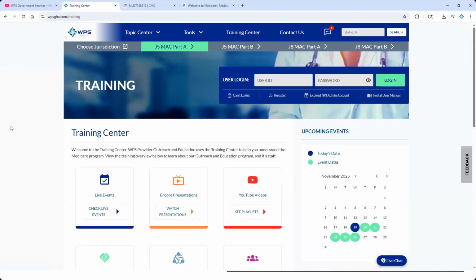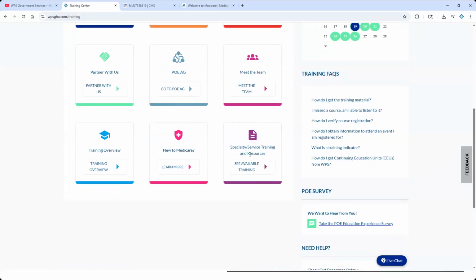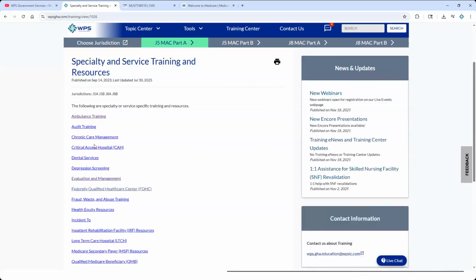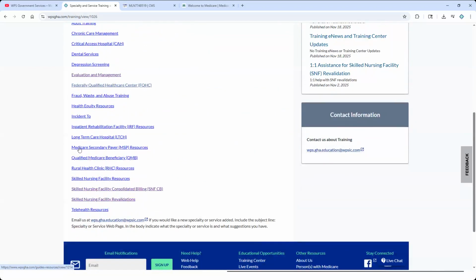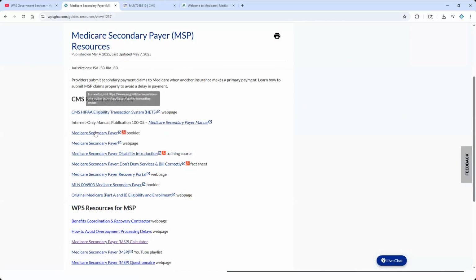Once you open the training center, you do need to scroll down and you need to come to the specialty and resource services area here. And then you're going to scroll through, and it doesn't matter if you're in Part A or B, but scroll through and you'll see Medicare Secondary Payer resources. And here you're going to see some of the CMS stuff that I went through and any of the different pieces of information that may be helpful to you.